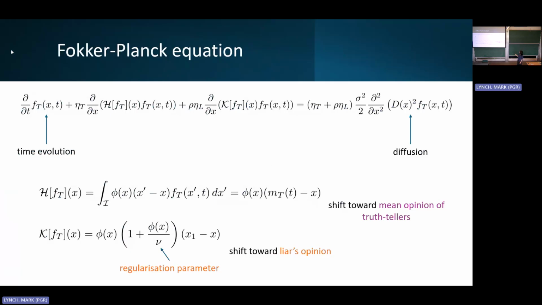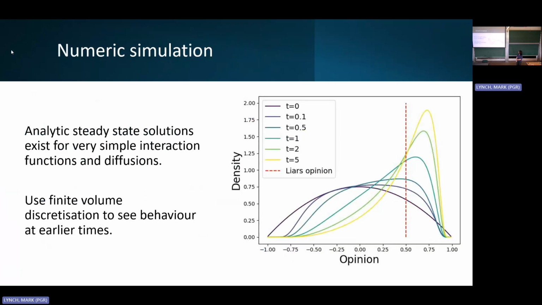Okay, so stationary solutions do exist for very nice functions of phi and nice functions of the diffusion. But to get any idea of what's happening at earlier time steps or the evolution, or for more complicated interaction kernels, we want to discretize. So we use a finite volume discretization to see some behavior at earlier times. This is kind of what happened. It's pretty much what you would expect. This is a very, very simple case.